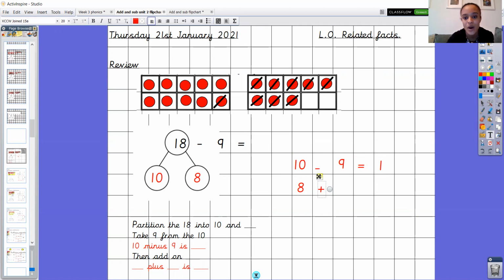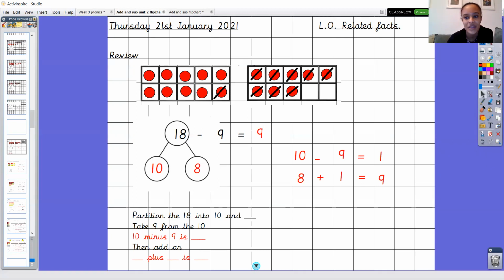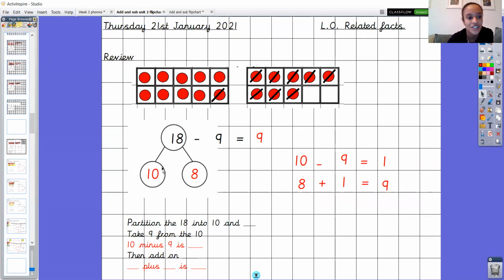So 8 add 1, well we know, nice easy one. 1 more than 8 is 9. So 8 add 1 is 9, and therefore 18 take away 9 equals 9. And if we look at our tens frame at the top, we can see that, can't we? We can see there's 18. We can see that 9 have been crossed out, and we can see that there are 9 left. There's 5 here, 6, 7, 8, 9. Brilliant, you did a great job with that subtraction by partitioning.